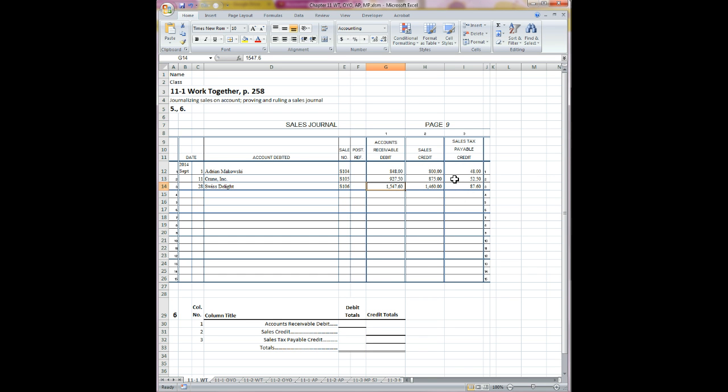But when we move on to number 6, it says that we need to total, prove, and rule the sales journal. Okay, so first things first, let's total it. It's the last day of September. So how many days does September have? Well, if you know the knuckle trick, you know that it has 30 days, or maybe you just memorized it when you were in first grade.